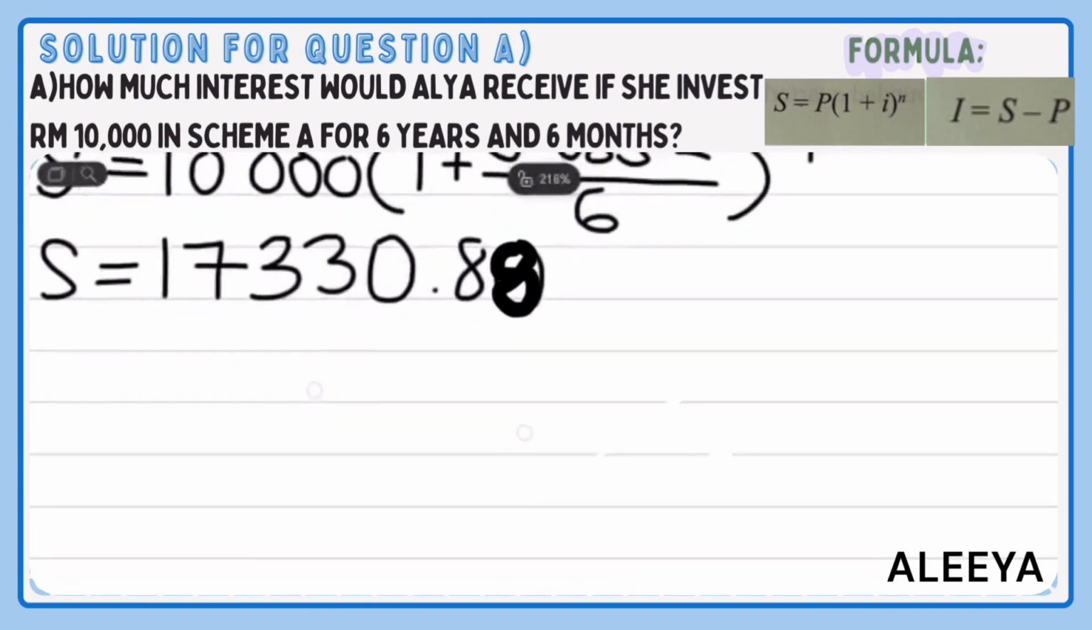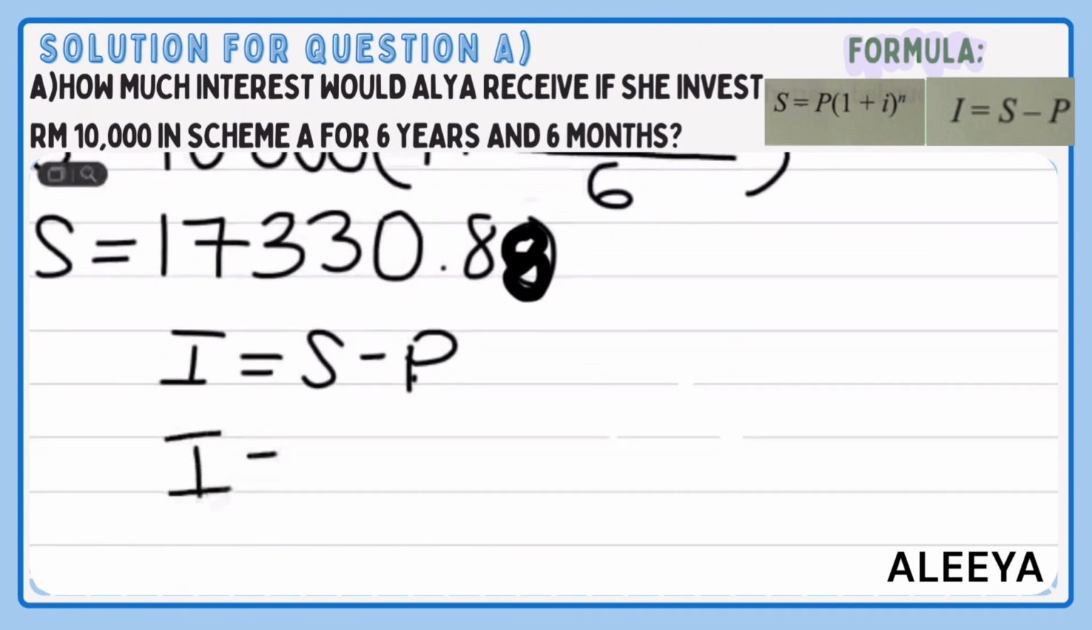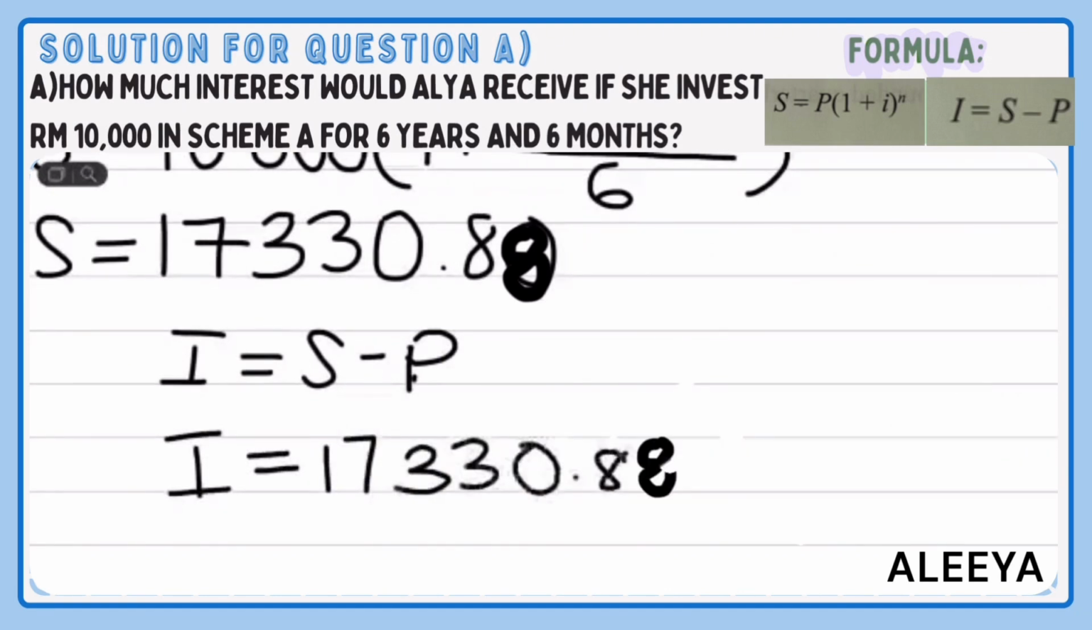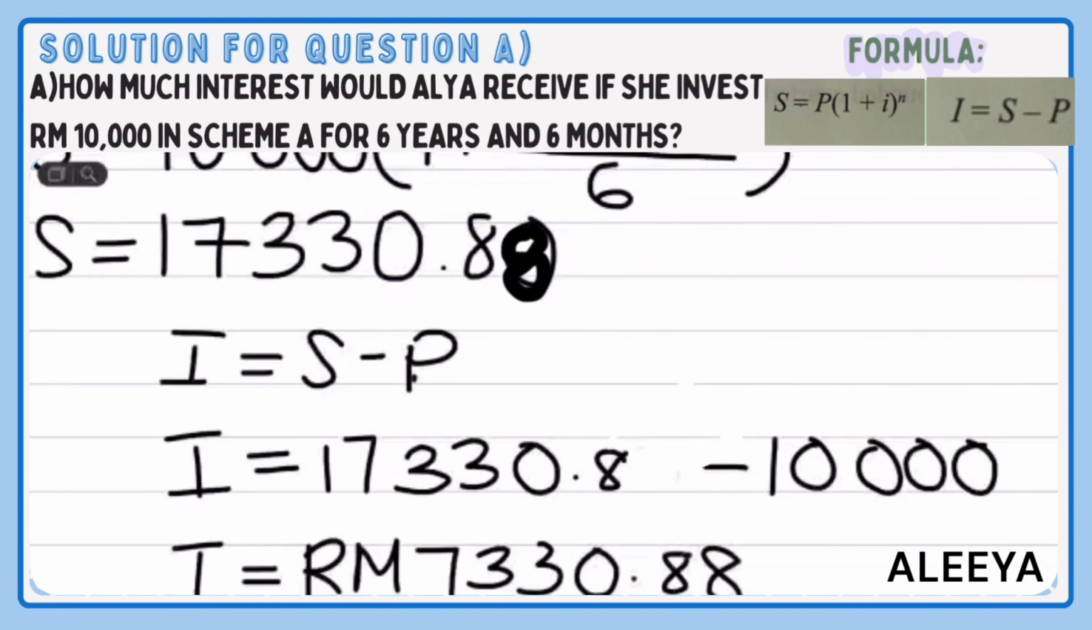Next, we want to determine the amount of interest that Alia will receive at the end of the investment period. So we're going to use I equals to S minus P. So I equals 17,330.88 minus 10,000. So when we calculate, we get I equals to 7,330 ringgit and 88 cents. So that is the final answer.